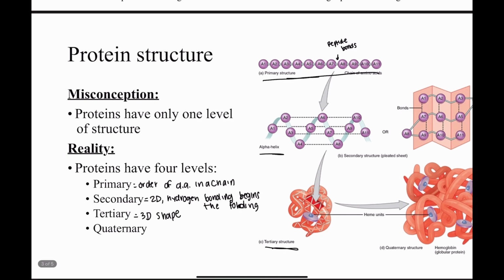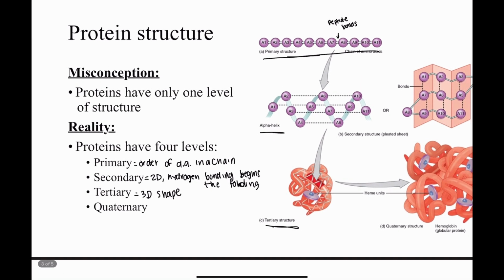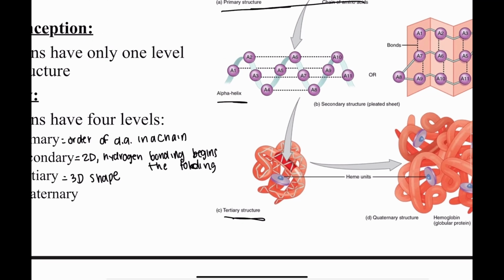So when we get to the tertiary structure, we have the overall 3-dimensional shape of our protein. And this is formed by the interactions between the R groups of amino acids. The interactions can include hydrogen bonds, ionic bonds, disulfide bonds, which are very strong covalent bonds, and it can even include hydrophobic interactions, just to name a few.